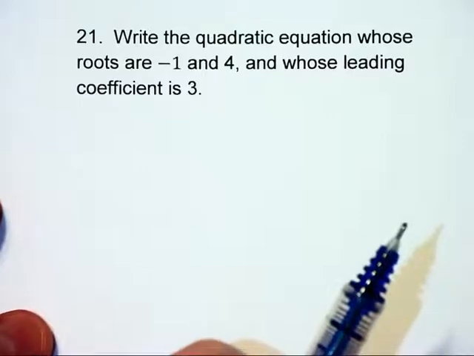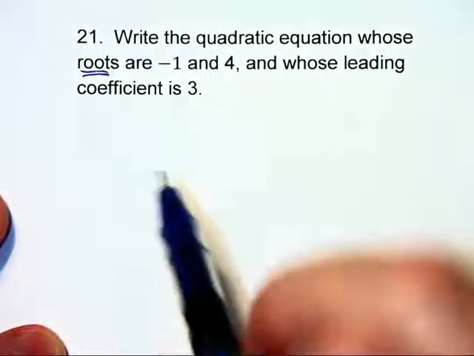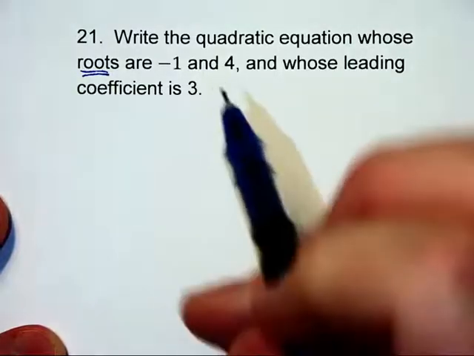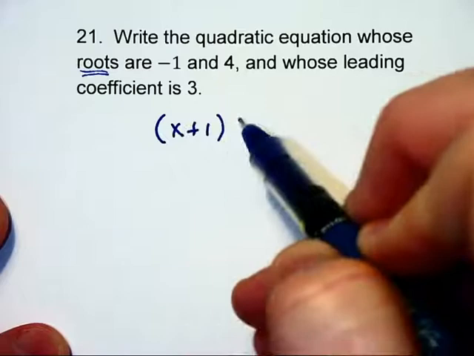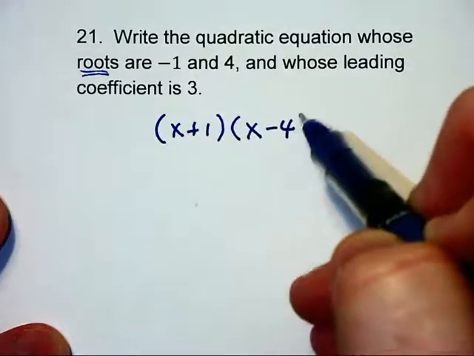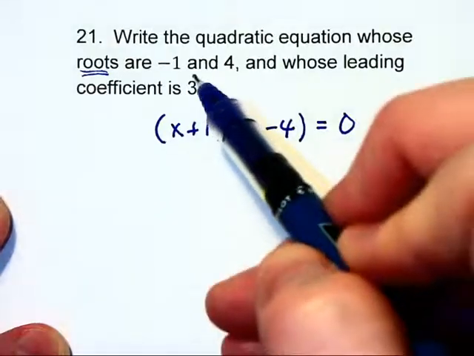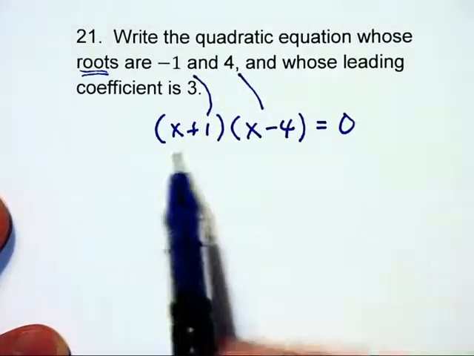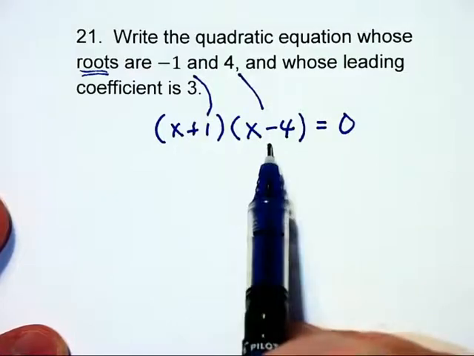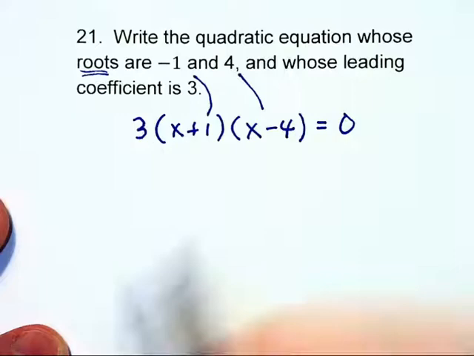Write a quadratic equation whose roots are, now roots basically means solutions, negative 1 and 4. Okay, well, that means (x plus 1) times (x minus 4) will be part of my quadratic equation, specifically so that when I go backwards I get those zeros, whose leading coefficient is 3. Now when I multiply this out, it's going to begin with an x squared. I want it to be a 3x squared, so I'll put a 3 there.